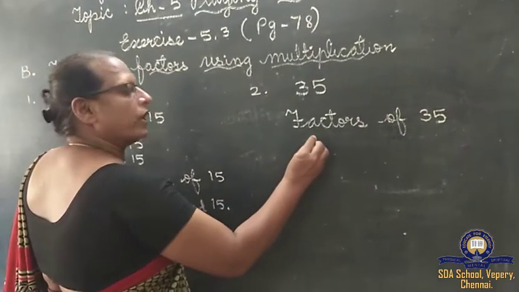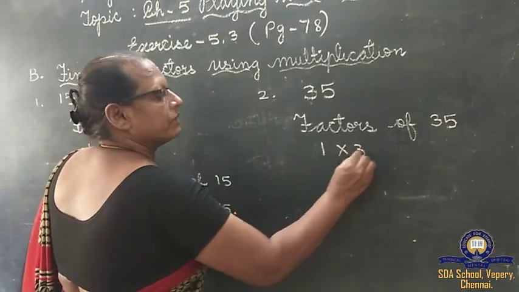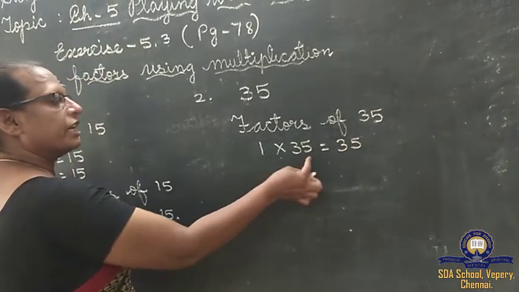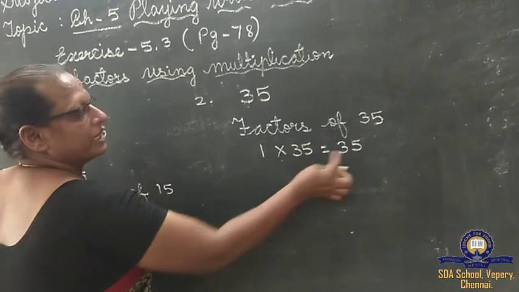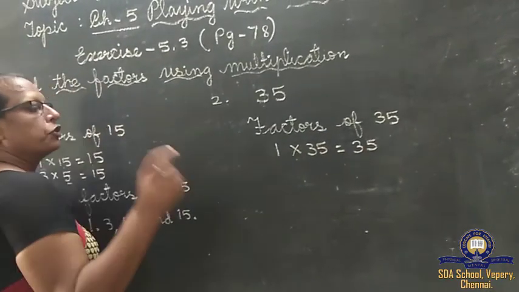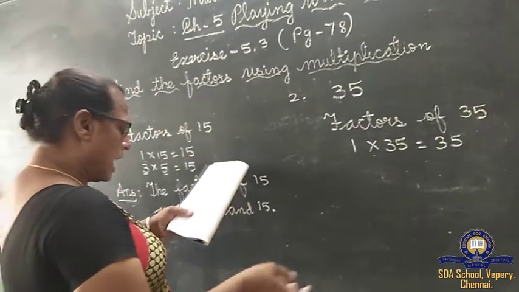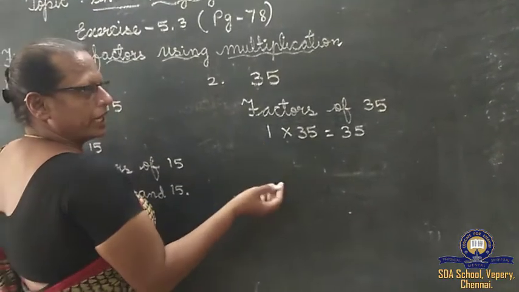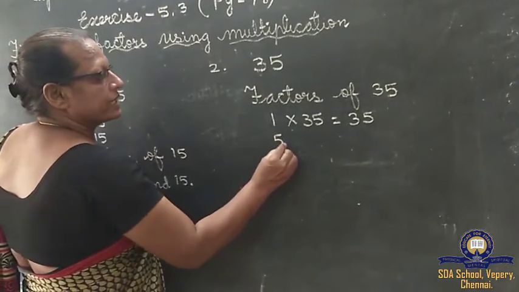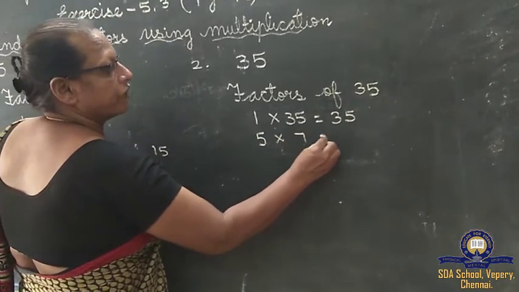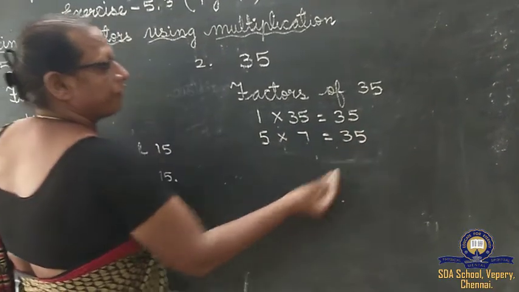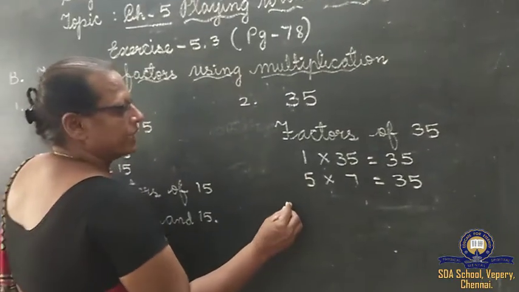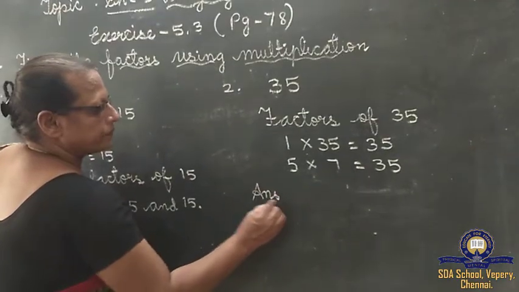See, first of all, in the 1 table it goes: 1 35s are 35. So in the 35 table also it goes: 35 ones are 35. In the 2 table it doesn't go, in the 3 table also it doesn't go, in the 4 table also it doesn't go, but in the 5 table it goes: 5 7s are 35. Then in the 8 table and 9 table it doesn't go. So what's the answer going to be?